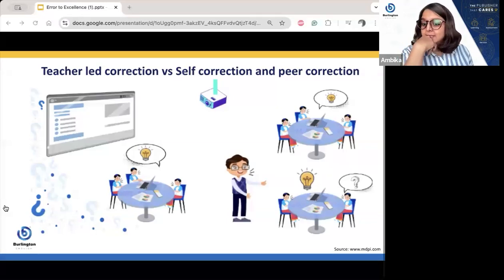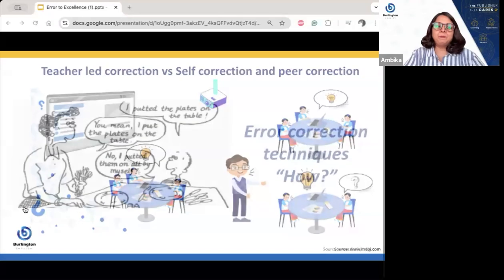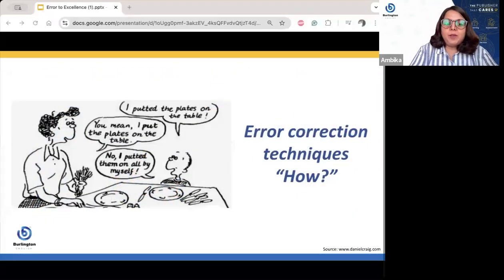Yes, I like your answers. Yes, absolutely. Most of them seem to prefer peer correction, whereas some of them have told a mix of two or three, or all three of them. Absolutely. Great. Awesome.